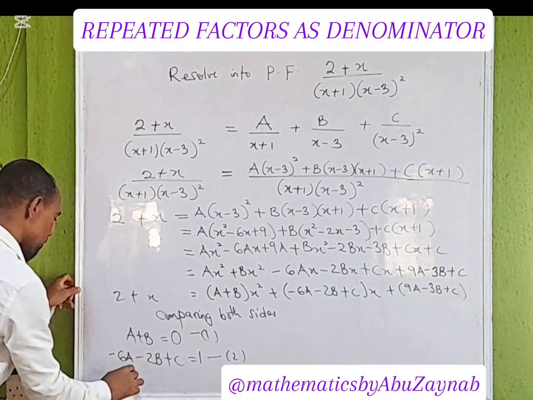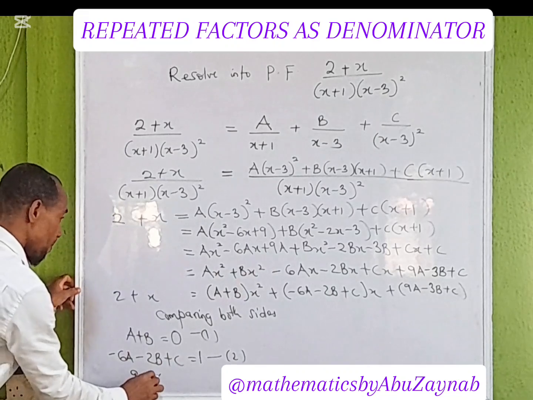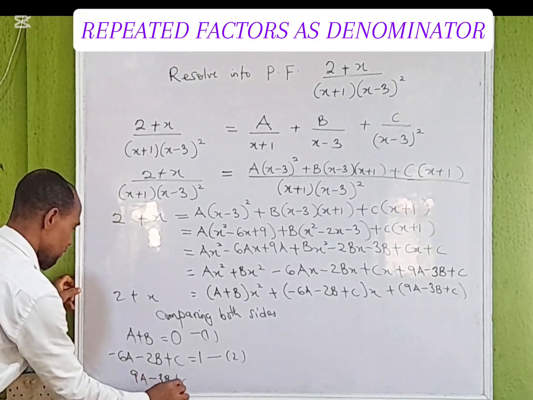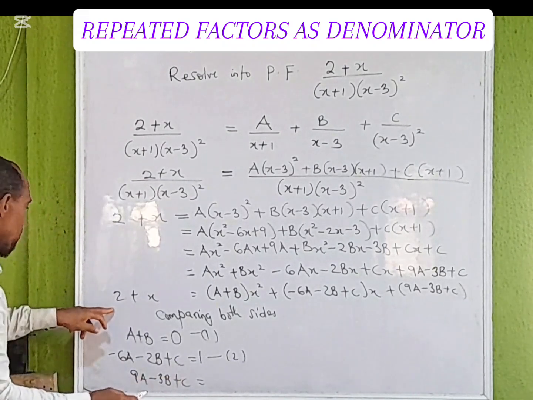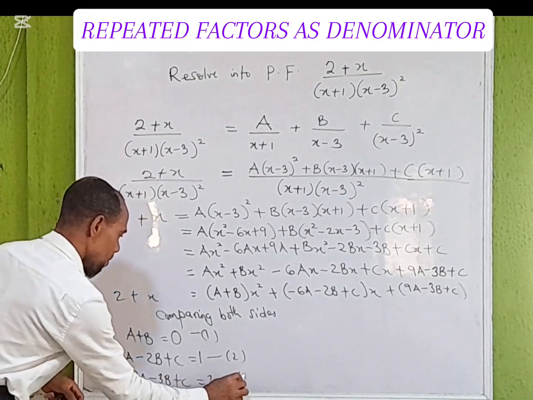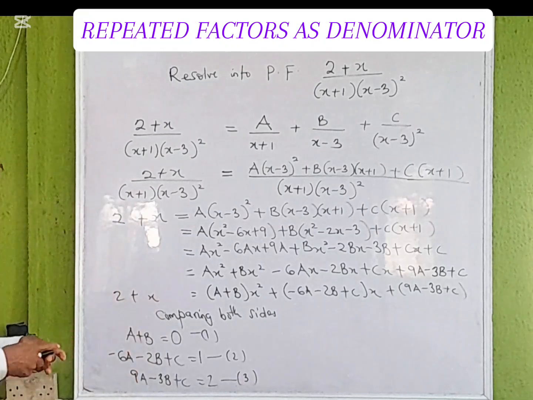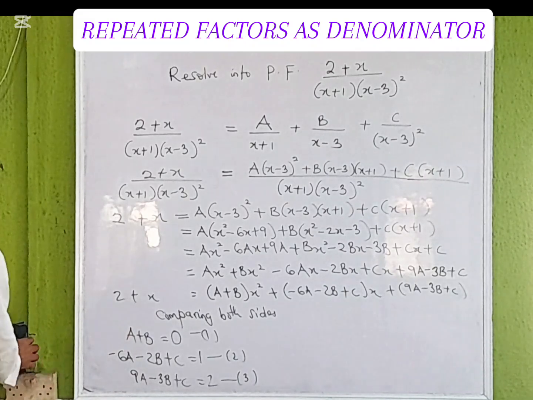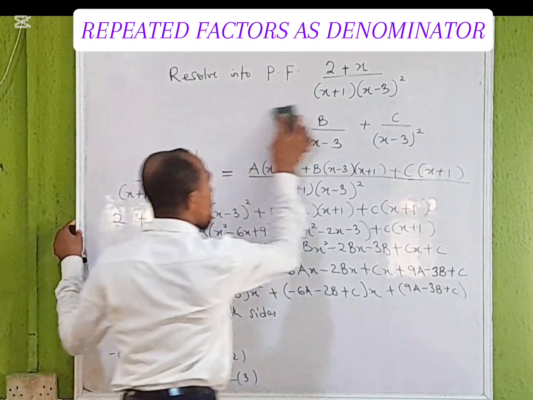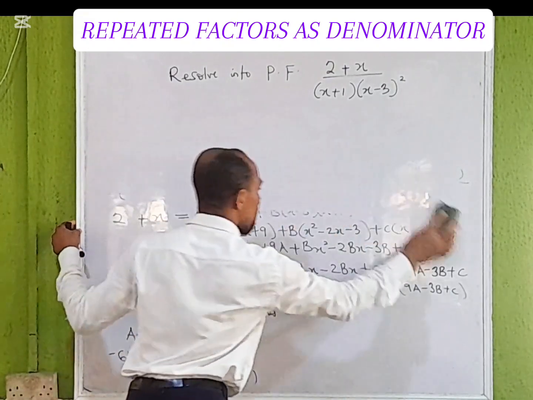And lastly, the constant there is 9a minus 3b plus c, equal to my comparison to 2 here as a constant. So we have arrived at 3 equations in A, B, C by comparing coefficients. Hence, we are left with solving this simultaneous equation system to get the values of A, B, and C. So we move on.